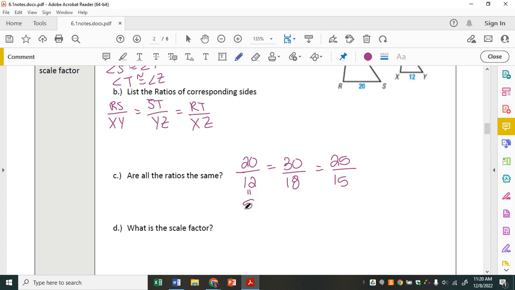20 and 12 are both divisible by 4. 20 divided by 4 is 5. 12 divided by 4 is 3. 30 and 18 are both divisible by 6. 30 divided by 6 is 5. 18 divided by 6 is 3. And 25 and 15 are both divisible by 5. 25 divided by 5 is 5. 15 divided by 5 is 3. So yes, they all end up becoming the same ratio here. And when it says what is the scale factor, again it is this reduced version. The scale factor is 5/3 here.